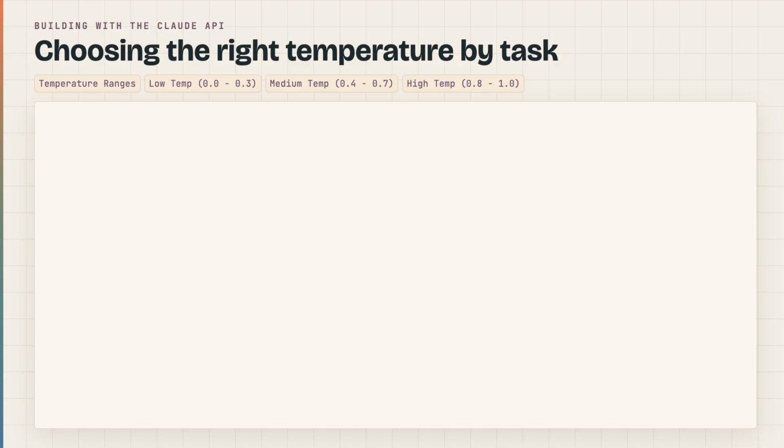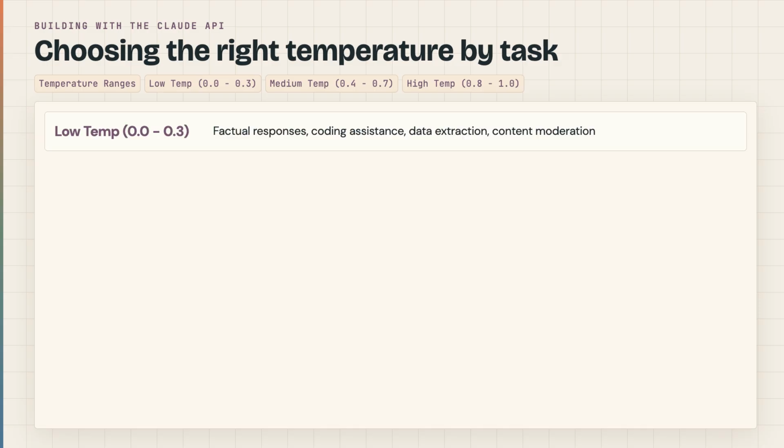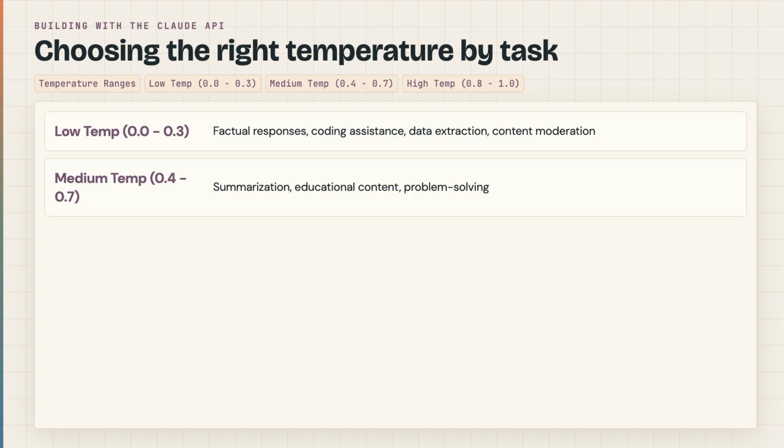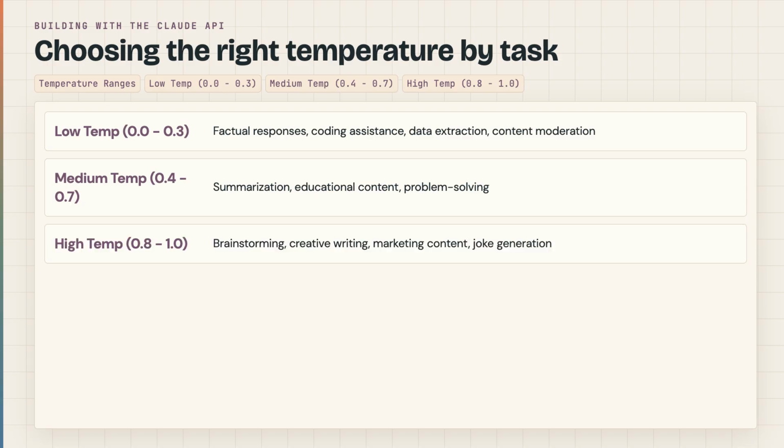The practical rule is to match temperature to the task. Low temperature, roughly 0.0 to 0.3, fits factual responses and extraction. Medium temperature, around 0.4 to 0.7, fits summarization, educational content, and problem solving. High temperature, around 0.8 to 1.0, fits brainstorming, creative writing, marketing ideas, and jokes.